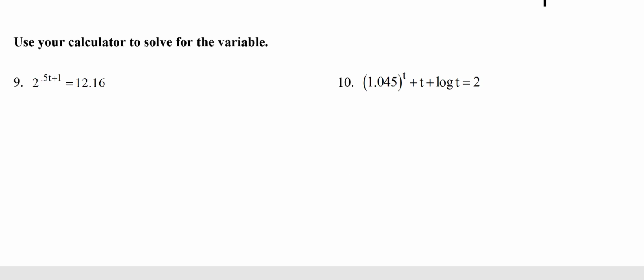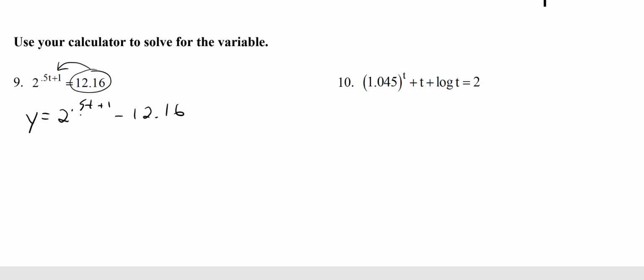Right? So what I'm going to do with this one is I'm going to actually move that 12.16 over. I'm going to subtract 12.16 over, and I'm going to get y is equal to 2 to the 0.5 t plus 1 minus 12.16. Really, that's the equation. So basically what it is, I just subtracted this over, and it's equal to 0.